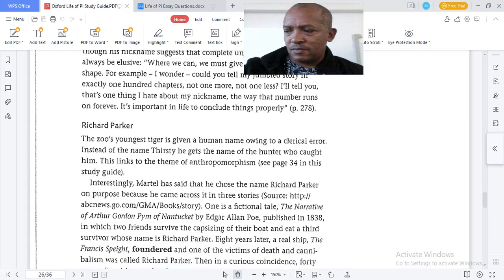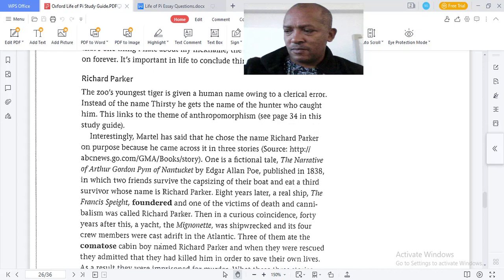There we go. Talk about Richard Parker, the zoo's youngest tiger, that's your next heading. We're talking about names. The zoo's youngest tiger is given a human name owing to a clerical error. So actually the tiger's name Richard Parker was an error. Instead of the name Thirsty, which was supposed to be his name, he gets the name of the hunter who caught him. Richard Parker was the hunter's name.